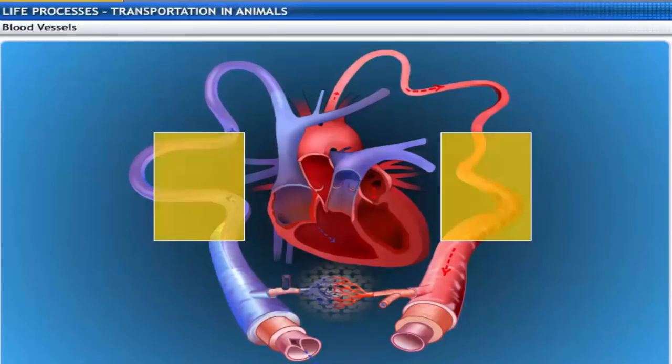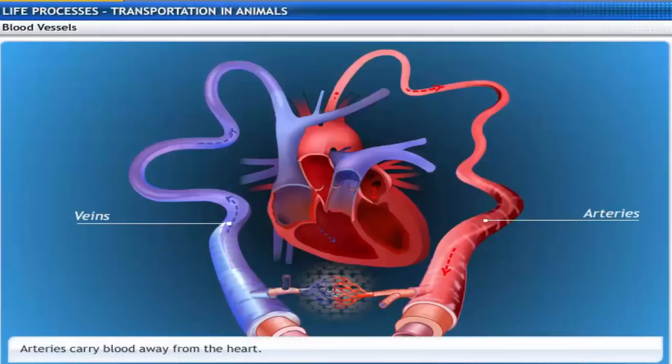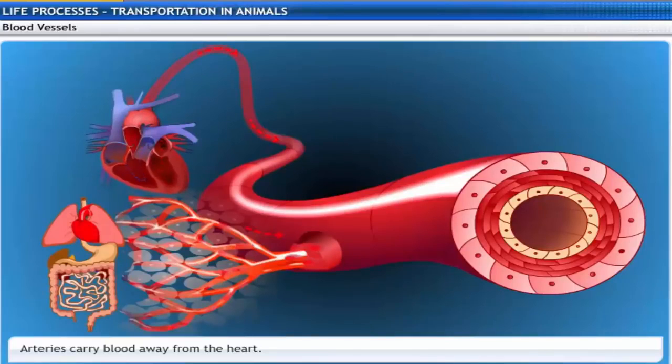Blood vessels are comprised of arteries and veins. Arteries are the blood vessels which carry oxygenated blood away from the heart to various organs in the body. When the blood flows out from the heart, it is at high pressure. To withstand this pressure while transporting the blood, the walls of the arteries are thick and elastic.